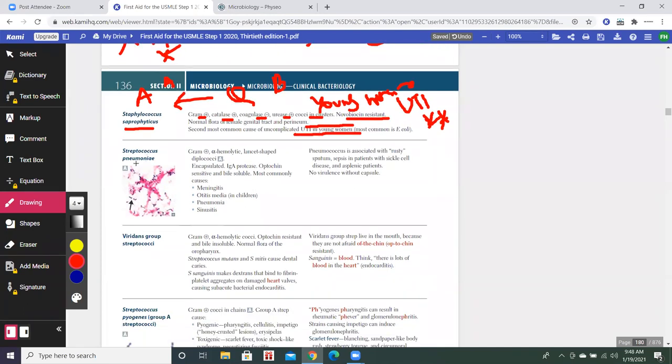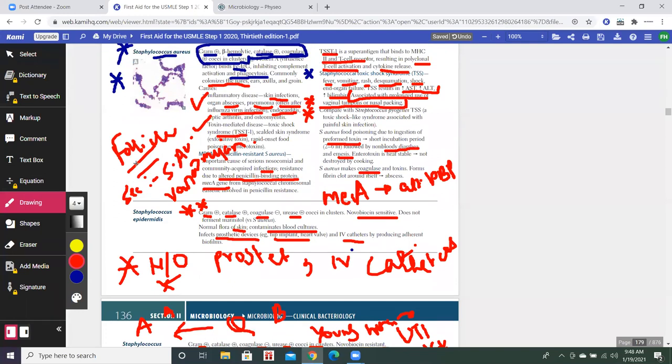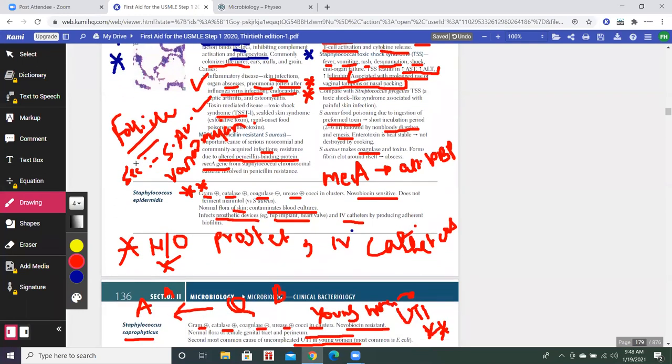Okay, next one is Streptococcus pneumoniae. Now, first of all, is it gram-positive or gram-negative? Fast answers, please. Gram-positive. Next, is it a cocci, bacilli, or a branching filament? It's a cocci. Is it catalase positive or catalase negative? It's catalase negative. Okay, if it's catalase negative, then what type of hemolysis are we going to see? There's alpha, beta, and gamma hemolysis.